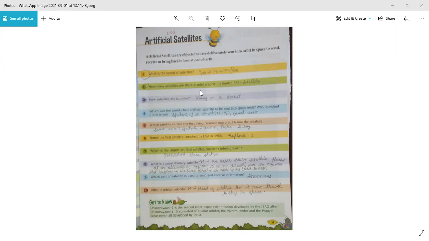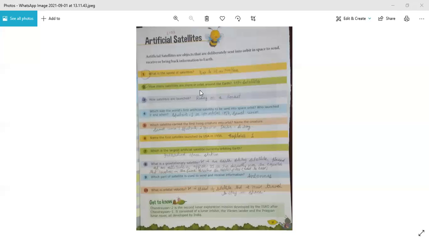And who launched it? The Soviet Union. So you just learn its name. Next question, the fifth, is which satellite carried the first living creature into orbit? The name is Sputnik again and the launcher is the Soviet Union, but its name is Sputnik 2. 2 is added in place of 1.